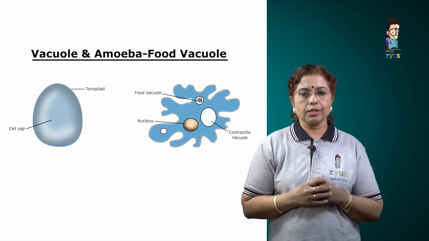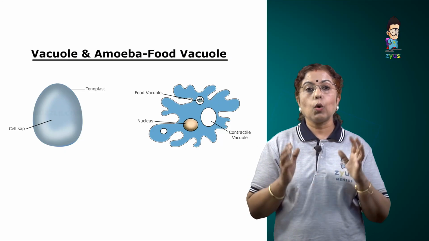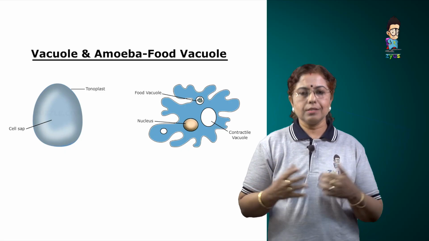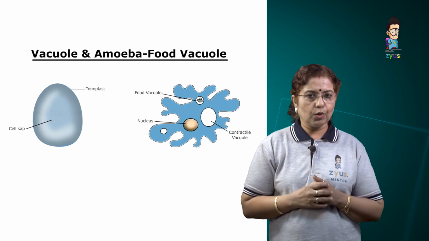So all these structures, all these organelles are present only in the plant cells. These are absent in the animal cells. Hope you understood all the points.